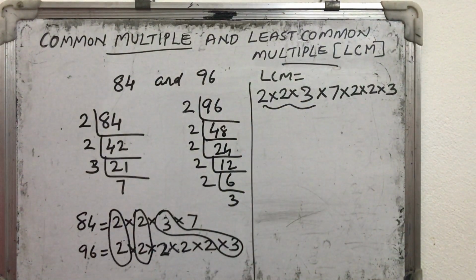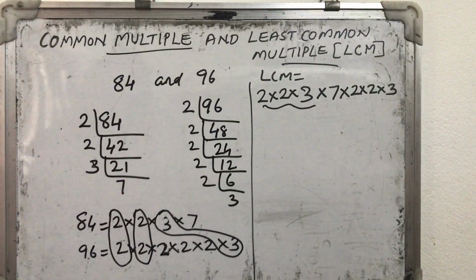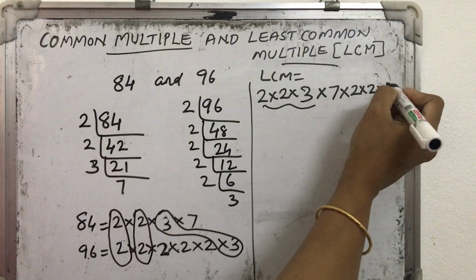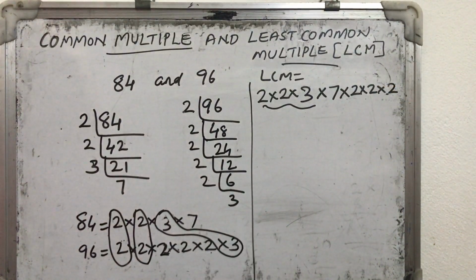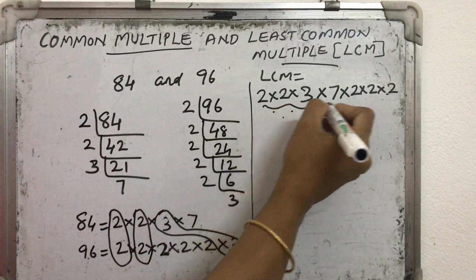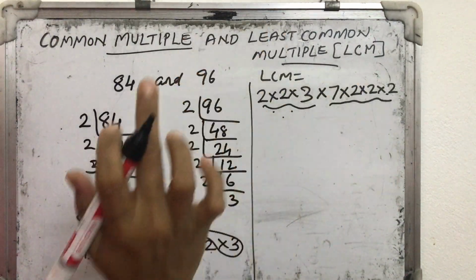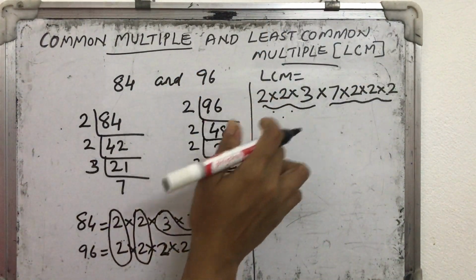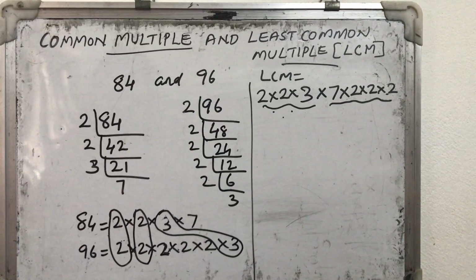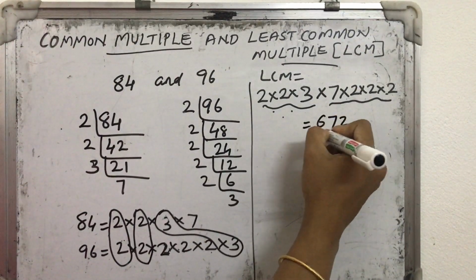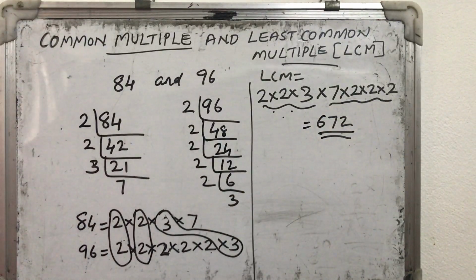And the factors other than the common factors are which ones? Instead of this 3 it will be 2. Okay, 3 2's and 7. So these are the common factors, and with this we multiply the factors other than common. So 2 into 2 into 3, what product will we get? How much? 672. 672. So this is the LCM of 84 and 96.